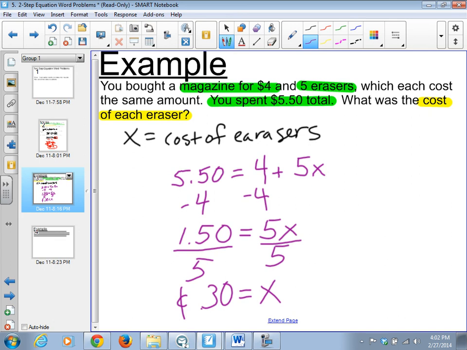my erasers cost 30 cents each. I can go back and check it. 5 times 30 cents should be $1.50, plus 4 is $5.50. So there we go. Another word problem debunked. Figured it out.